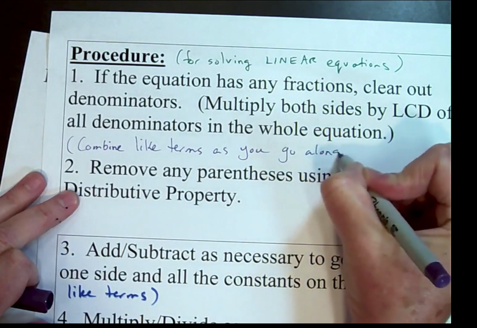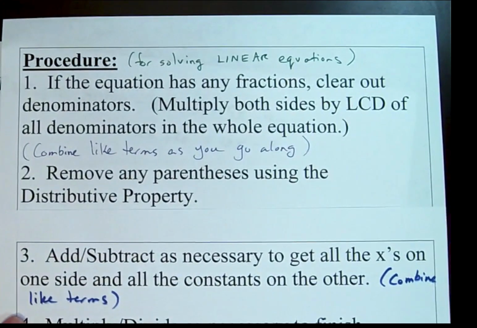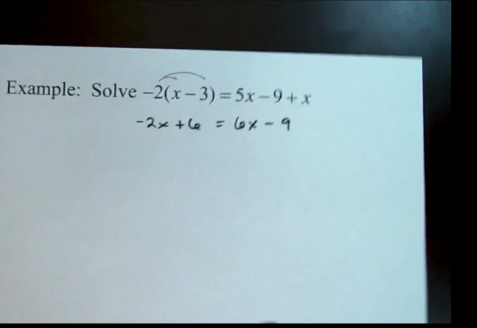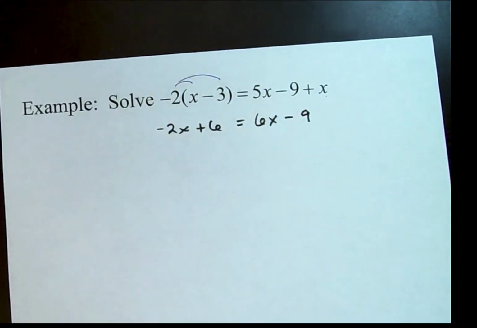Okay, you don't have to wait for a specific step to do that, and it's good to do that as you go along because that keeps your problem more compact, simpler, easier to look at, and thus keeps you less likely to make mistakes. Okay, so I don't have to look at that 5x plus x now. It's combined as a 6x. That makes the problem a little easier.